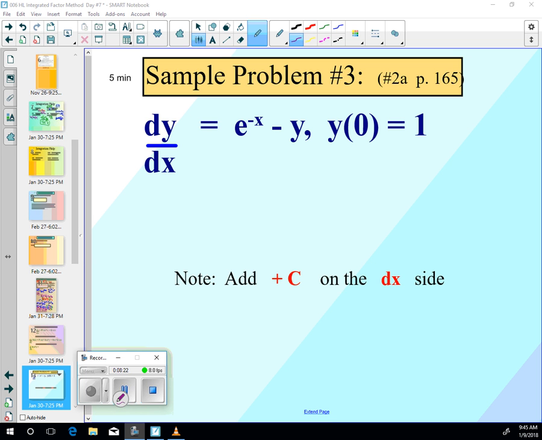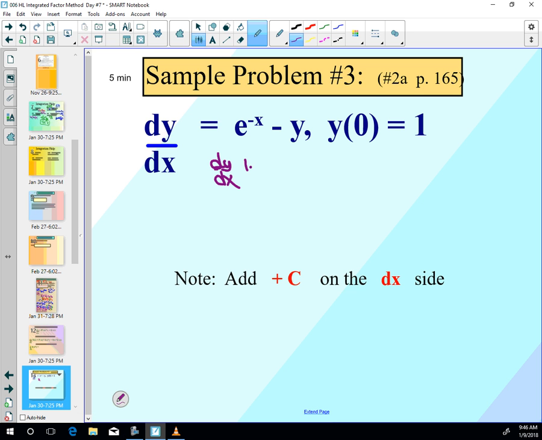We're going to do one more example, and then the next video will have the proof. So the first thing you need to do, step 1, is get the form. dy dx plus y equals e to the negative x. Get it in that form so that this is p of x and this is q of x. So turn to your neighbor, tell them what p of x and q of x are. Go.